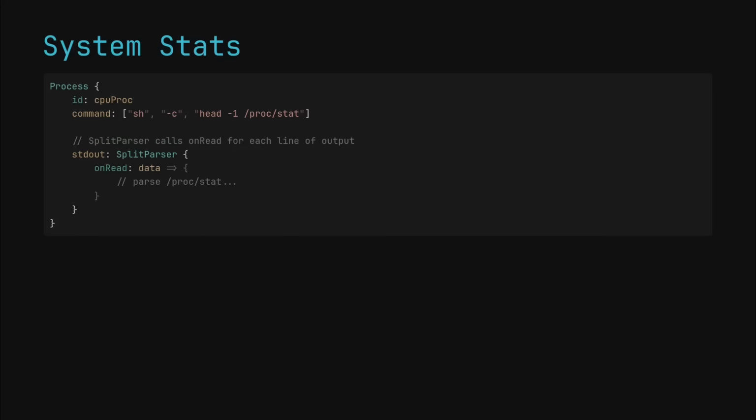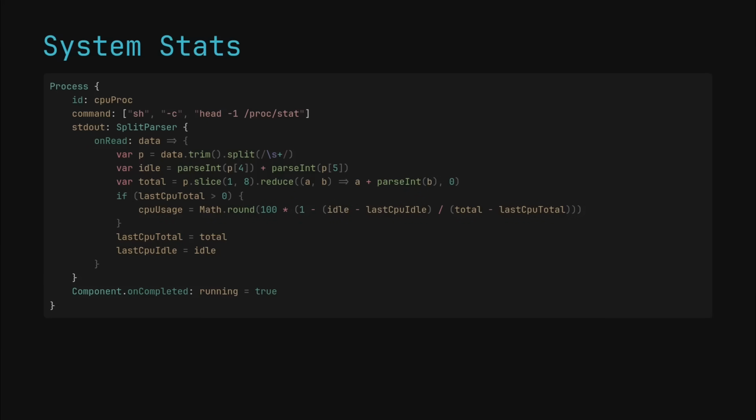So once we've defined the command, let's go ahead and set up the split parser. The split parser is attached to standard out, which calls onRead for each line of output. So in this onRead data function here, what we're going to do is we're going to be parsing the first line of that /proc/stat file, which contains the CPU time counters. So we're going to grab columns 4 and 5 for idle time, and then slice and reduce to sum up columns 1 through 8 for the total CPU time. This is going to give us a delta between idle and total time, which we can use to calculate the actual CPU usage percentage.